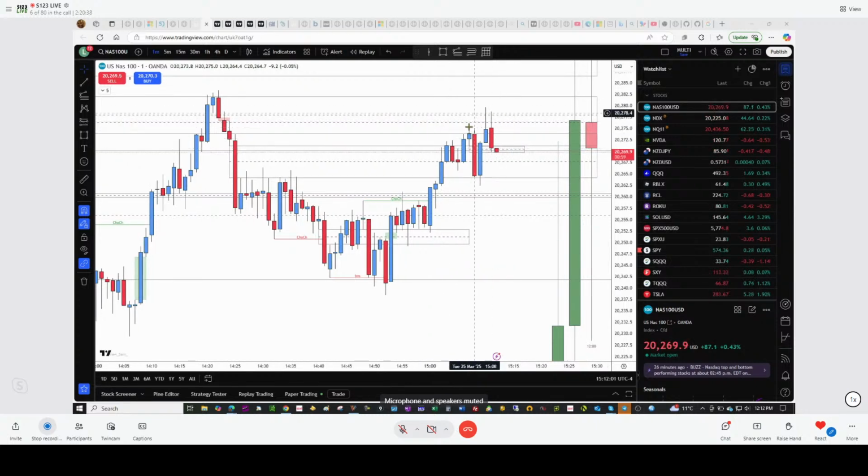Okay, so looking like we're getting a turn here. At this point, the fractal is great, but I'm just going to wait to see if we get a change of character and a retrace and look for an entry at that point, because, yeah, so they've done it. They've broken that low. Great. So looking for a retrace now.